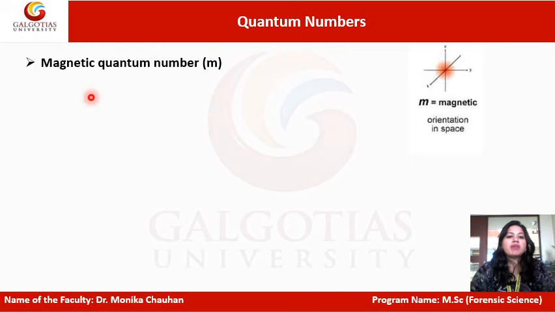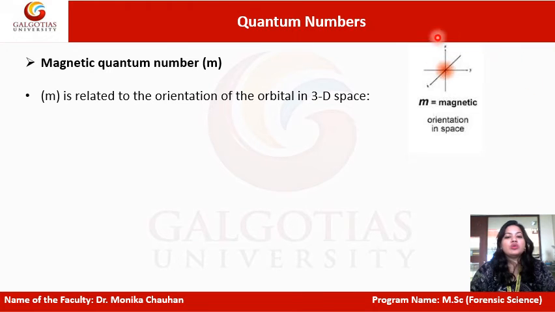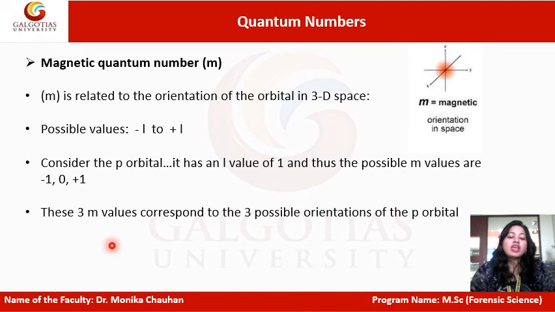Now we will discuss the magnetic quantum number, that is m. m is related to the orientation of the orbital in 3D space. The possible value of m is -L to +L. For example, if we consider the p orbital, the L value for this is 1 and thus the possible m values are -1, 0 and +1. This means there are 3 m values corresponding to the 3 possible orientations of the p orbital.